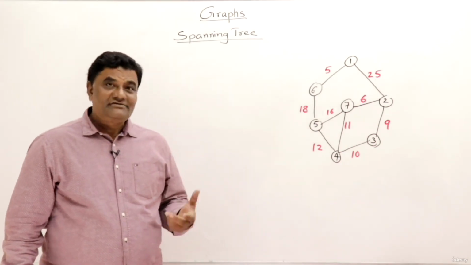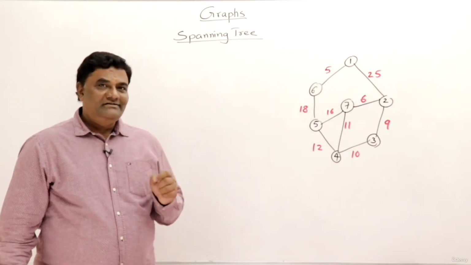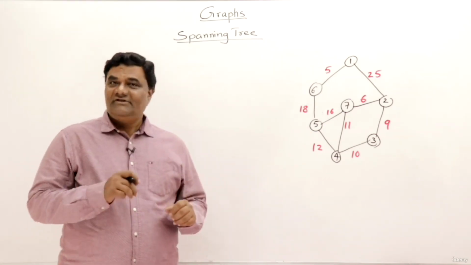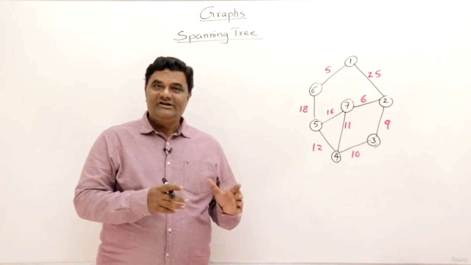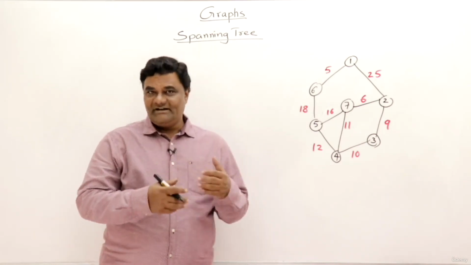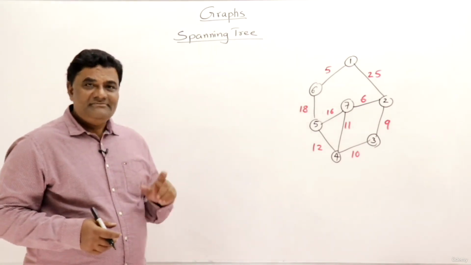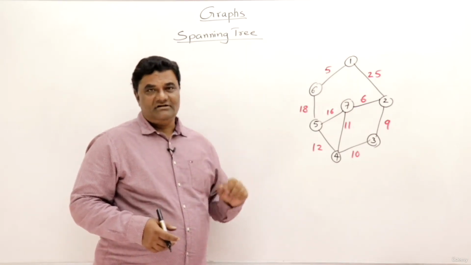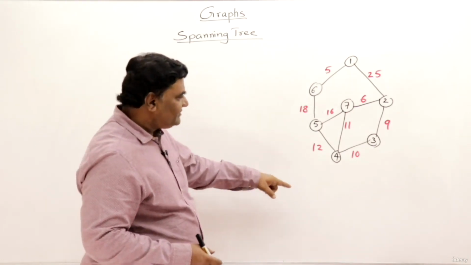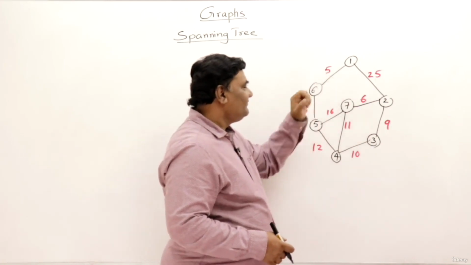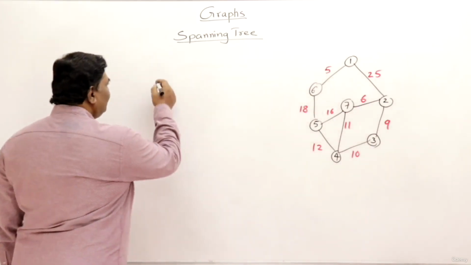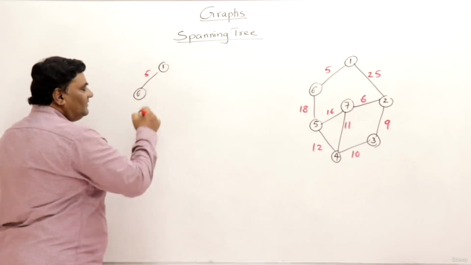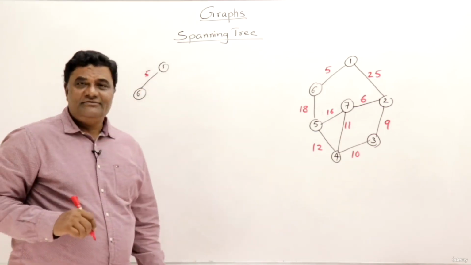All the vertices are connected. So yes, we can find a spanning tree or minimum cost spanning tree. Now let us learn the procedure given by Prim. Let us learn Prim's algorithm step by step. The very first step, Prim says, select a minimum cost edge from the graph. The minimum cost out of all these edges is 1, 6, that is 1 to 6. So first select that one. So this is selected. Now follow the steps very carefully.